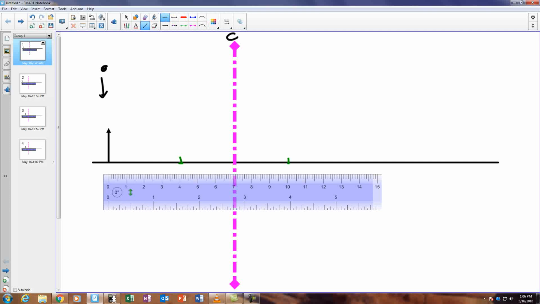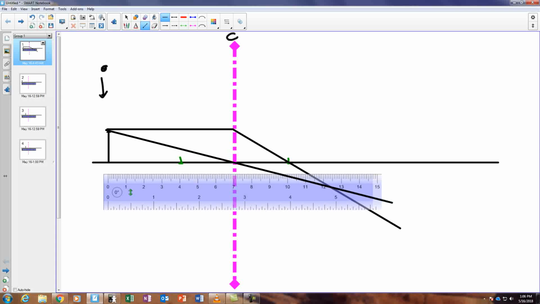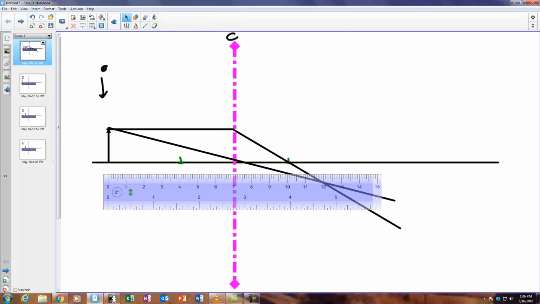The first ray we typically draw is perpendicular to the object, so parallel to the axis, and then it is going to hit the lens and go down through the focal point on the other side of the converging lens. The second ray is what we call a central ray, and it goes right through the center of the lens and the axis.